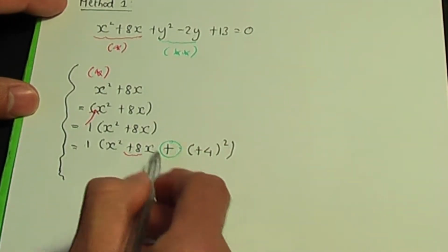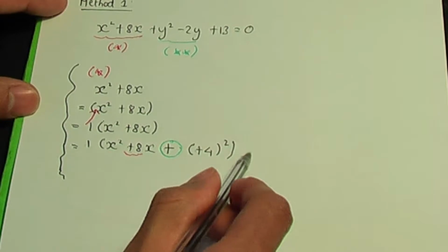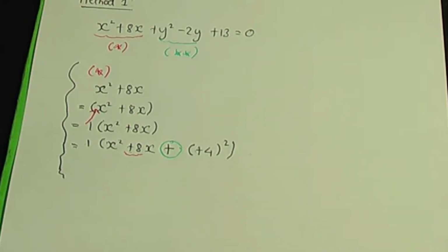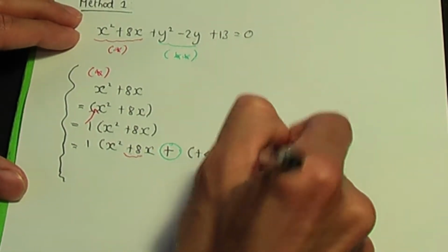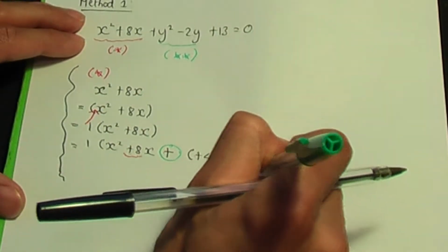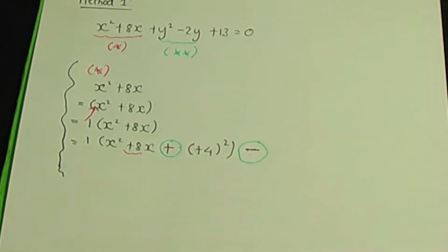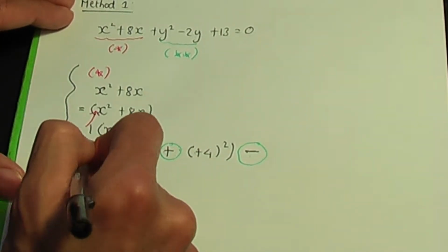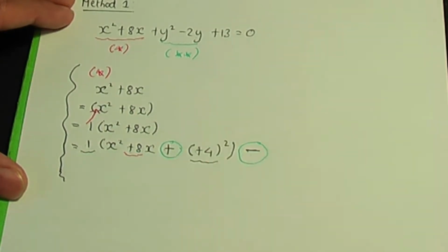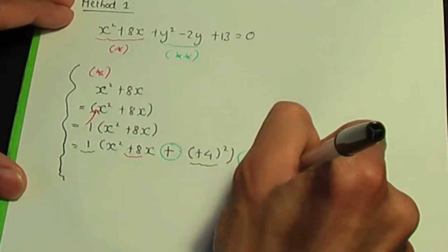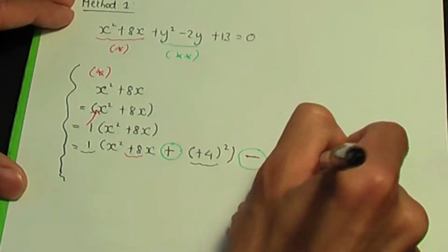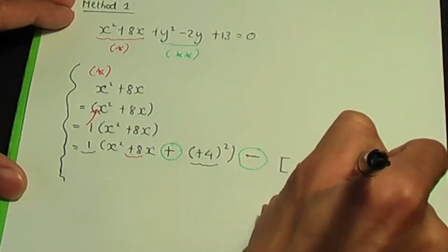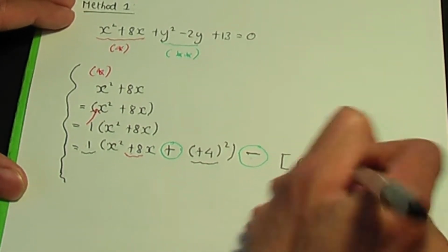But remember, you can't simply add something. You need to subtract whatever you've added. So outside, we always subtract. Green circle means it's always subtract outside. And we're subtracting what we've added. So we've added 1 times plus 4 squared. So outside, we need to write down the 1 times plus 4 squared.